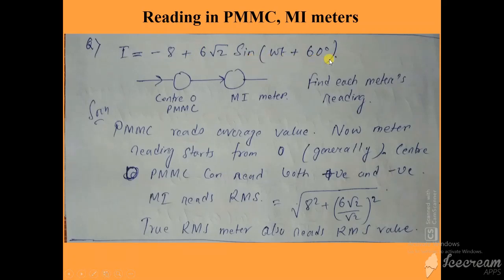6 root 2 sine omega t, right? Like 6 root 2, and then sine omega t plus 60, one sinusoid, it is having a phase of 60 degree, right? And then this minus 8, what it does, it just shifts the waveform below the axis, right? So on the omega t axis, it is just shifting the waveform in the negative direction by a magnitude of 8, right? So this DC actually does the shifting of the waveforms, right?